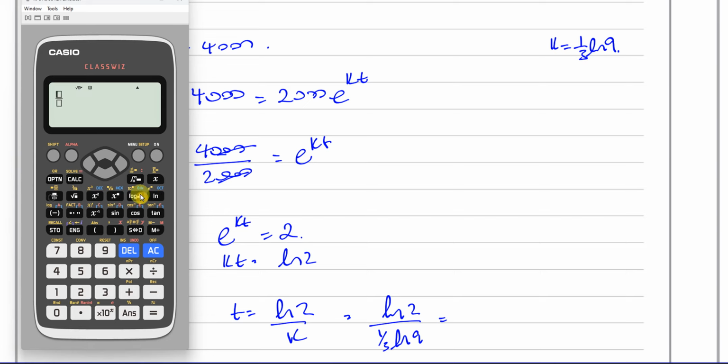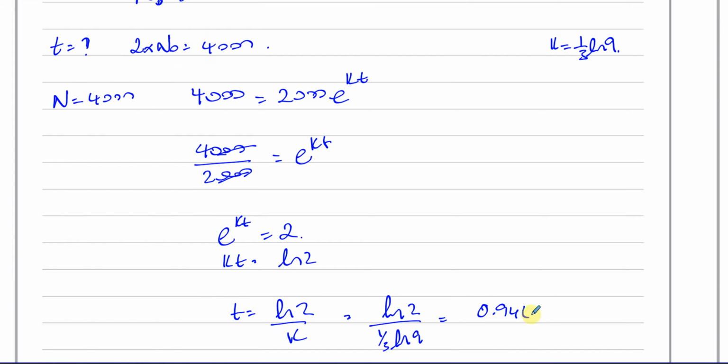We just take ln 2 and divide it by the last answer. So we're going to have a fraction, ln of 2 over answer, where the last answer in my calculator was this one. That gives us 0.94639.